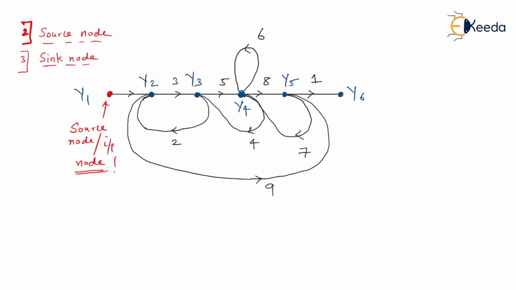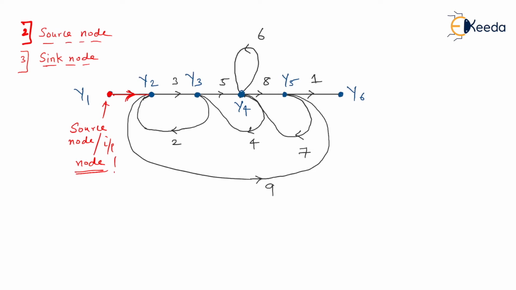So what is meant by source node? From a particular node you will get only outgoing directions. I mean, you will never find anything that is incoming with respect to y1. So y1 is always sourcing something, y1 isn't receiving anything from any node, and therefore y1 is called a purely source node, or it is also called an input node.